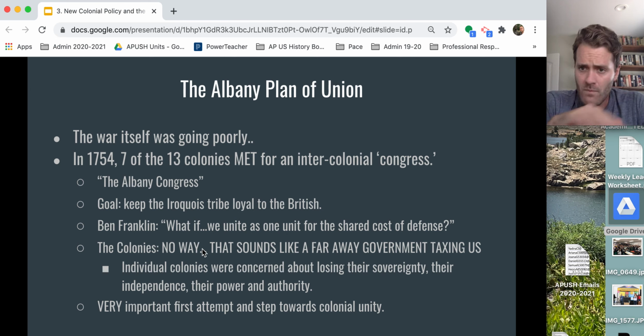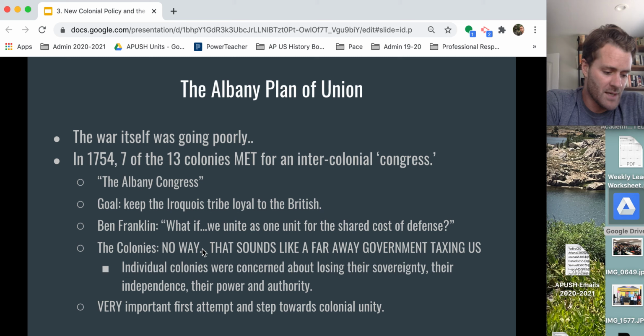1754, beginning of the war. That's why period 3 begins in 1754 because of this. 7 of the 13 colonies are going to meet for the first time as a unit, as a group, for what they call an Intercolonial Congress, a meeting amongst the colonies.